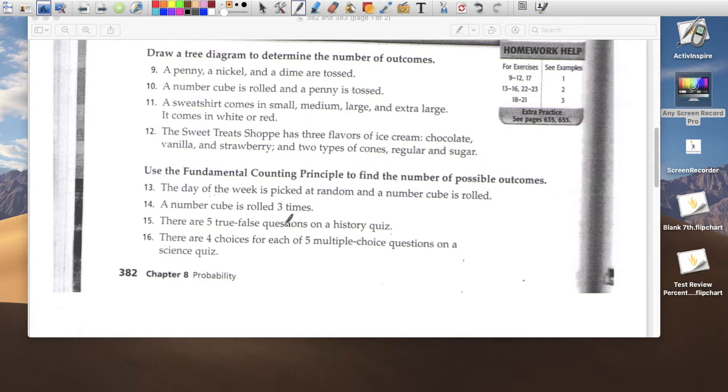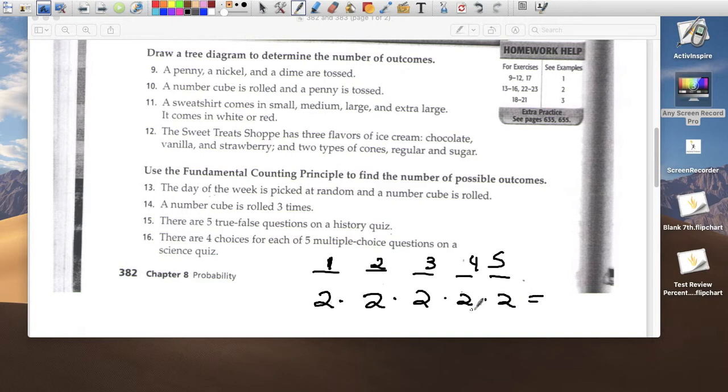There are 5 true-false questions on the quiz. So again, question 1, question 2, question 3, question 4, question 5. On question 1, how many choices do you have? It's either true or false, so you have 2 choices. Question 2, true or false, 2 choices. Question 3, 2 choices. Question 4, again 2 choices. And question 5, you could have chosen true or false, so you had 2 choices.